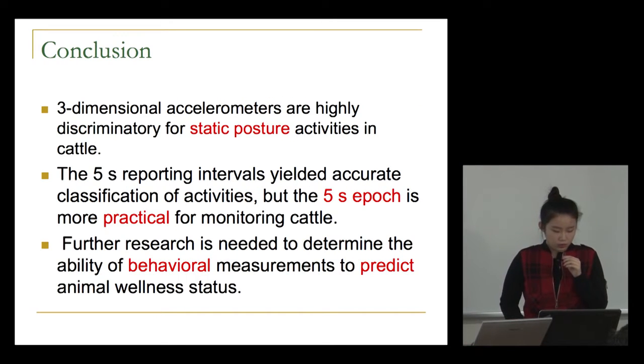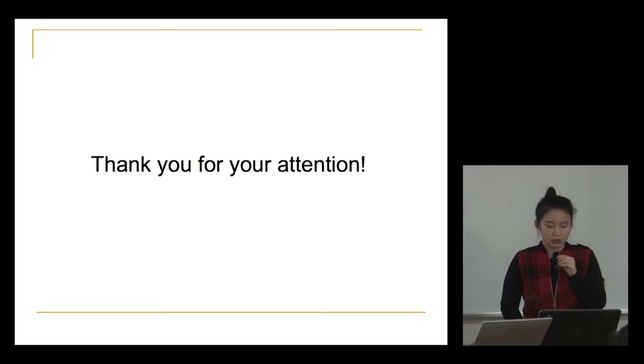Last, the conclusion. Three-dimensional accelerometers are highly discriminatory for static posture activities in cattle, and the 5-second reporting interval yields accurate classification of activities. Further research is needed to determine the ability of behavioral measurements to predict animal wellness and wellness status. Thank you for your attention.